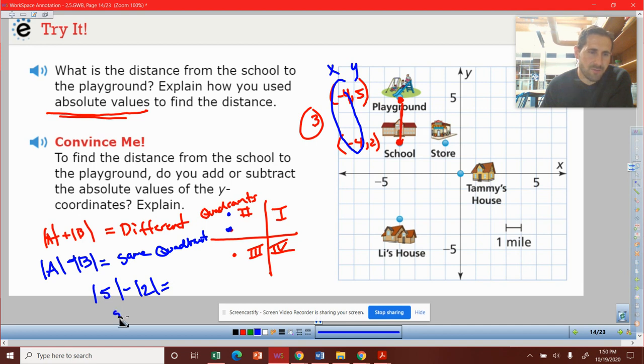What does that equal? So absolute value of 5 is 5. Absolute value of 2 is 2. 5 minus 2, 3. They're 3 units away, which is what we had counted earlier. But now you have shown it through absolute value.